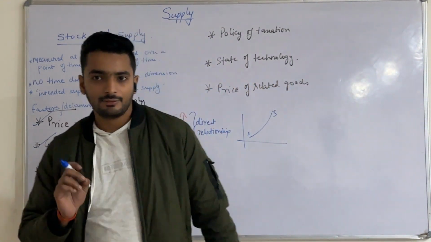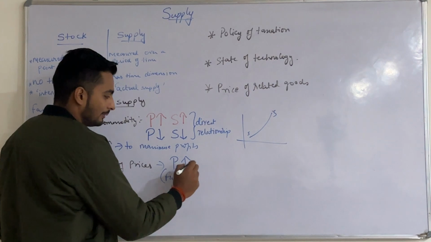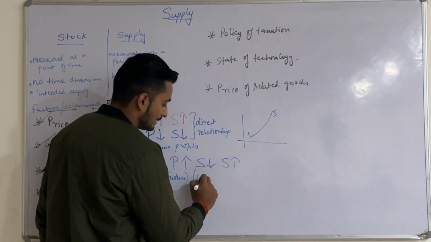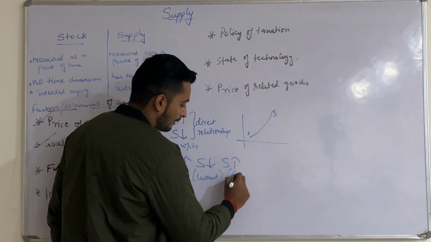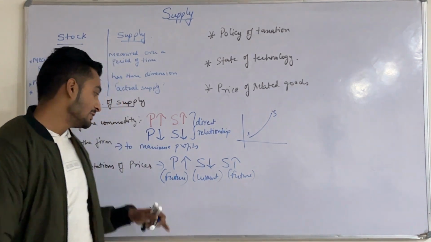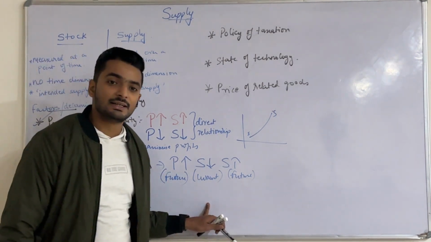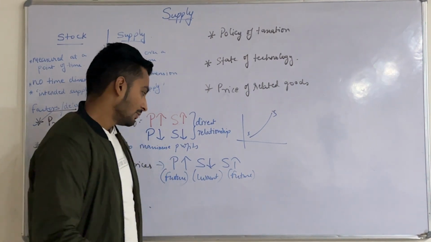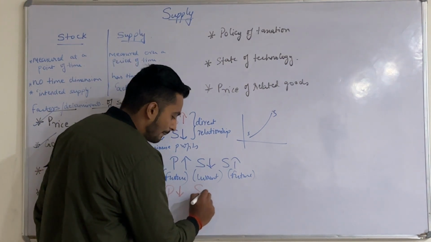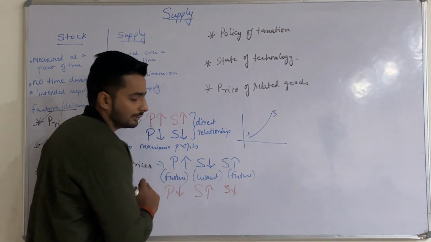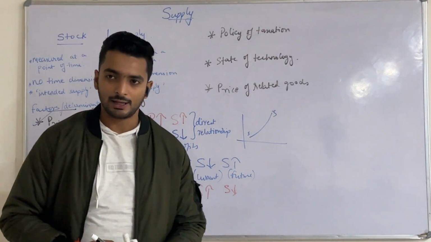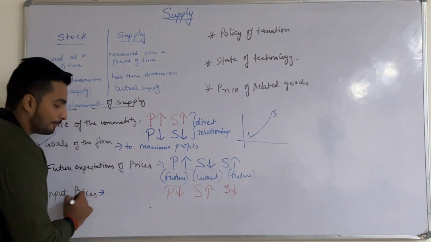In the future, if price is increasing, then what will happen? Current supply will decrease and future supply will increase. This is your current supply and this is your future supply. Understood? So if a seller is expecting a rise in price in future, its current supply will decrease and future supply will increase. On the other hand, if a seller is expecting a fall in price in future, its current supply will increase and future supply will decrease. This is the relation of future expectation of prices. Understood? Any doubt? No.